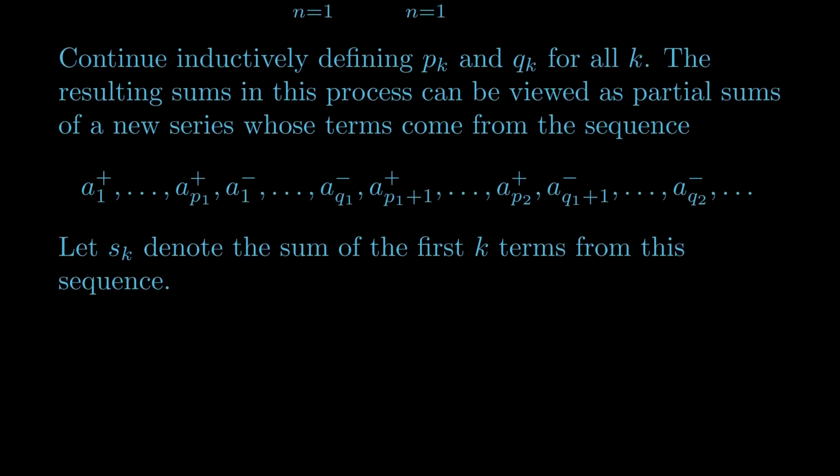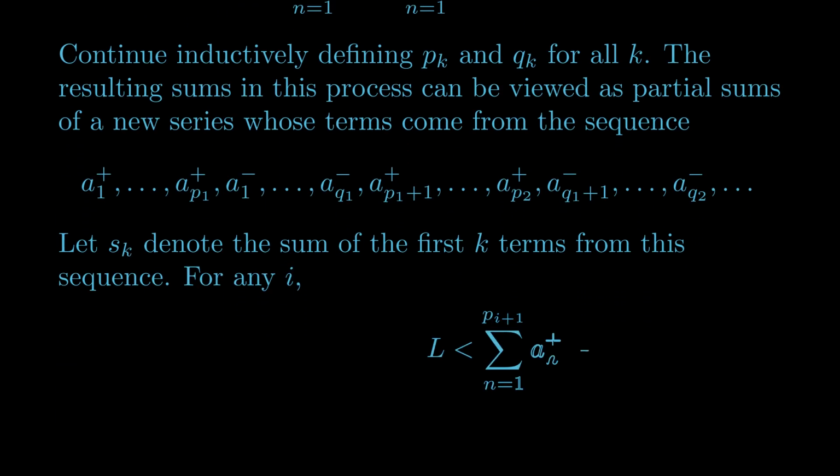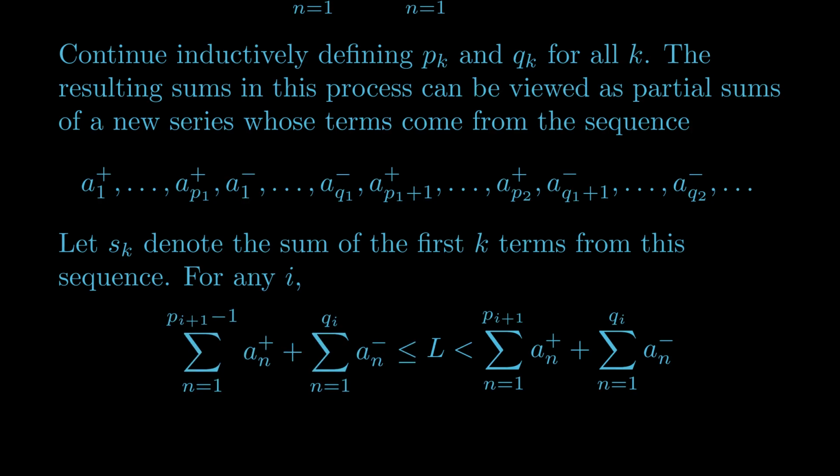And so I can write this inequality on the right-hand side that L is less than the sum of all the a plus terms from an index of 1 all the way up to p_(i+1), plus the sum of all the a minus terms from an index of 1 up to q_i. But I can also add an inequality on the left-hand side of L, because since the index p_(i+1) was the first term that made us greater than L, if we just write this whole sum without that last term added on, it has to be less than or equal to L. So we can fill this in on the left-hand side.